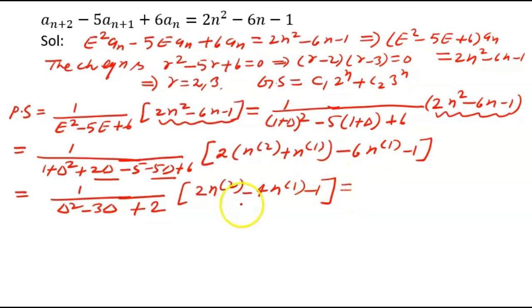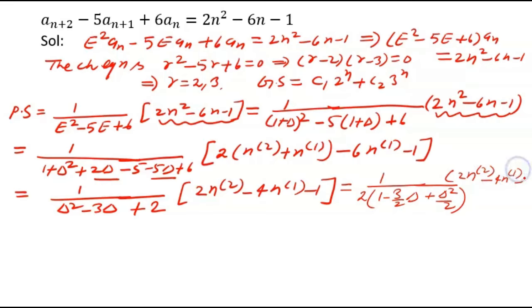Now I hope you have come across this kind of situation in a differential equation course also. So you take 2 common and you write the expression in the form of 1 plus or minus something delta. So you write it 1 minus 3 by 2 delta plus delta square by 2, right? And here you write 2n to the power 2 minus 4n to the power 1 minus 1. So this gives you what? This gives you 1 by 2, and using the expansion now.